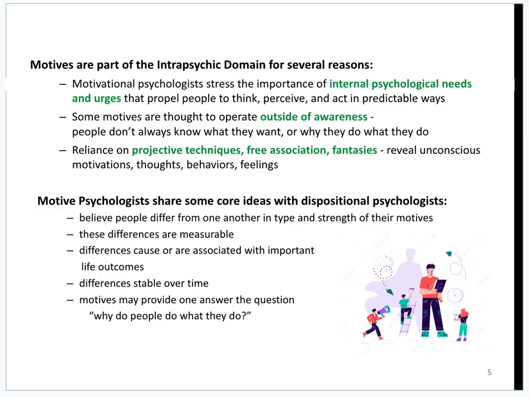Okay, so motives are part of the intrapsychic domain for many reasons, but this intrapsychic domain also shares some similarities with the dispositional domain that we did previously. It's part of the intrapsychic domain because motivational psychologists stress the importance of internal psychological needs and urges. So they're internal. Some of them are thought to be outside of awareness, right? So unconscious. Just like they said, people don't always know what they want. They don't know why they do what they do. It's because they are unconscious motives.